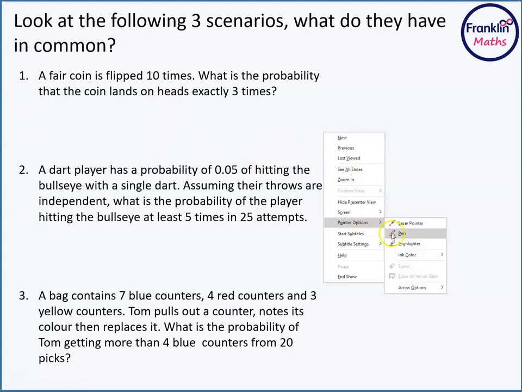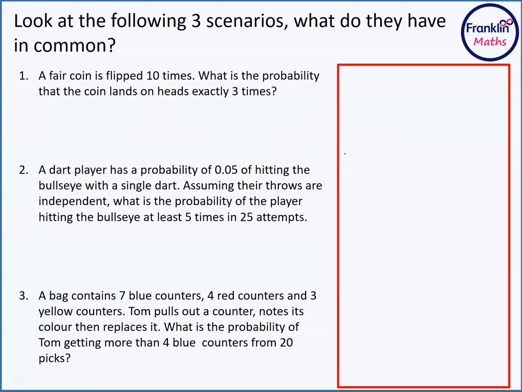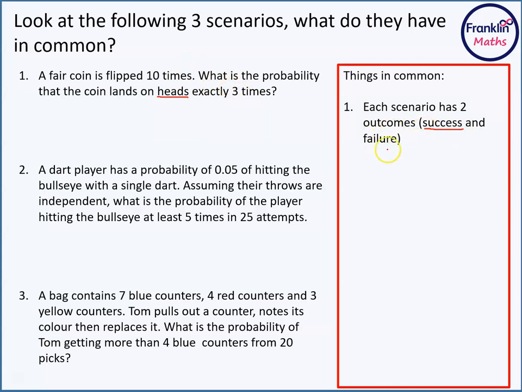Just change my pointer to pen. So, things in common: we have got two outcomes in each scenario, what I'm calling success and failure. So with this coin scenario here, we're going to say heads would be success, tails is failure, because we're trying to obtain heads. I don't mean success as in doing well and failing as in not doing well. I mean in terms of what we're trying to achieve.